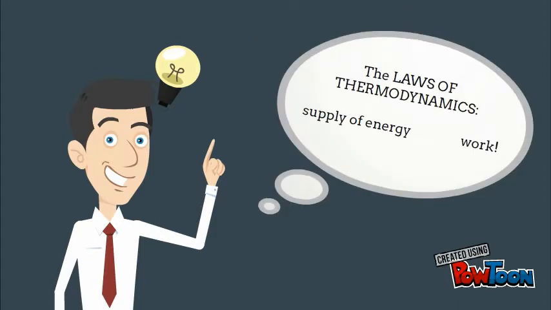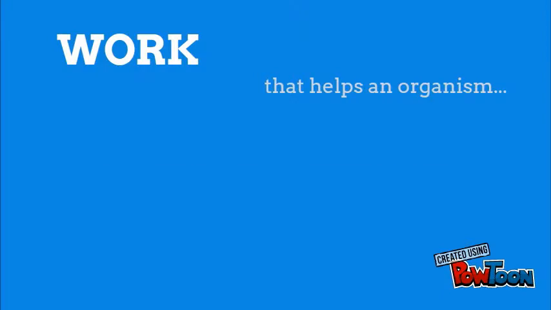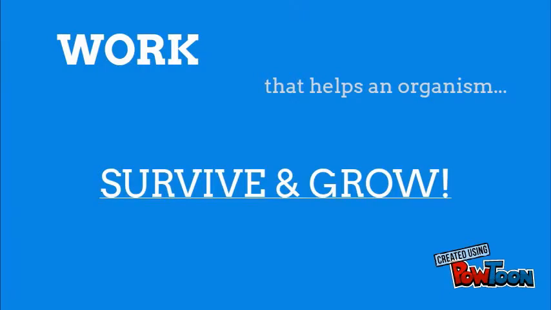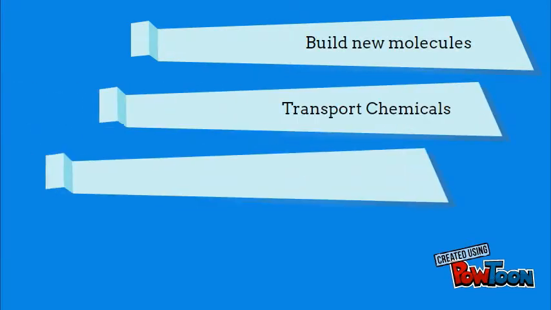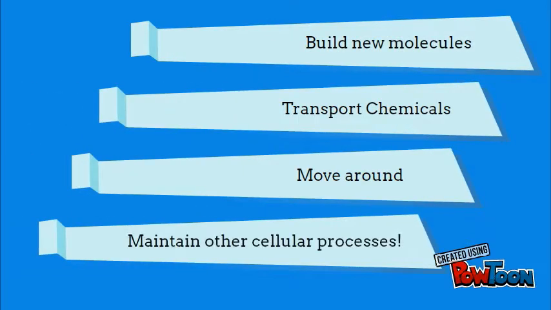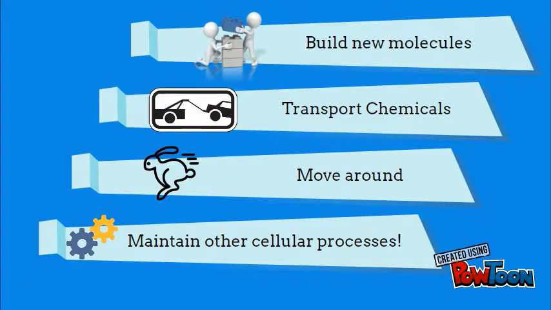The laws of thermodynamics demand the continuous supply of new energy so that cells may carry on their work that helps an organism survive and grow. In this way, cells work hard to harvest energy from external sources so that they may use this energy to build new molecules, transport chemicals, move around, and maintain other cellular processes.